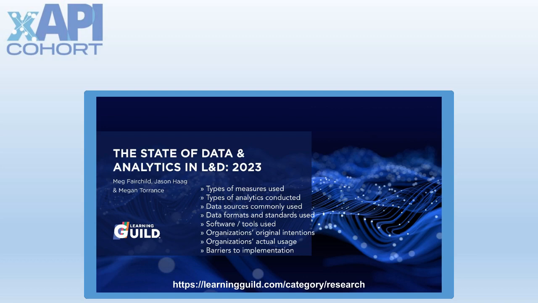Last year, I worked with Meg Torrance of Torrance Learning on the first research report on the state of data and analytics in L&D. This is a great report, by the way, and it's available at this URL here on the screen. The report was focused on what types of things people were measuring, what types of analytics they were doing, the data formats, data sources, usages, and another key one, barriers to implementation.